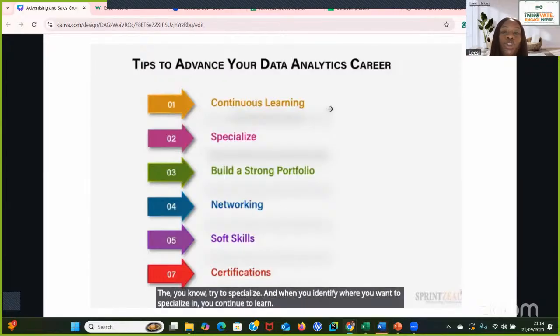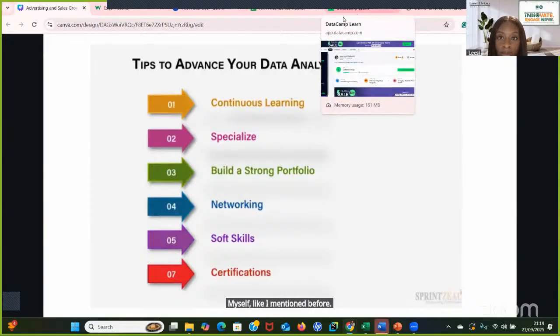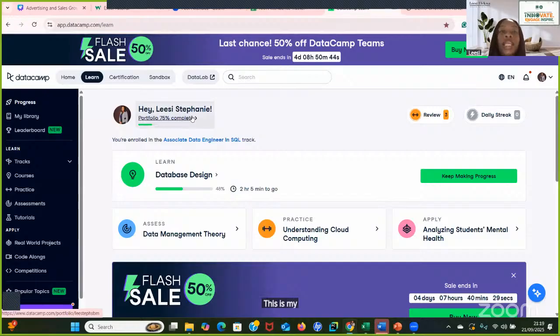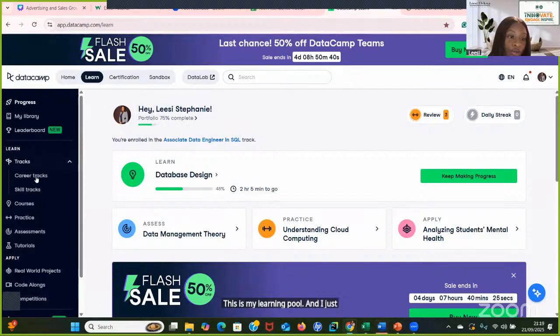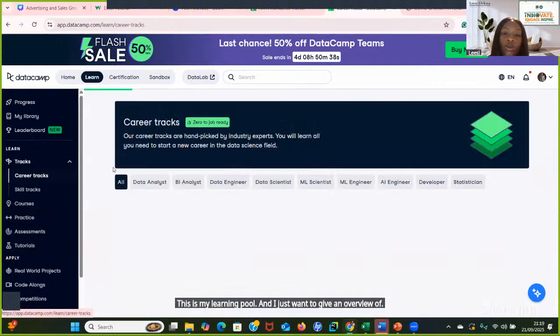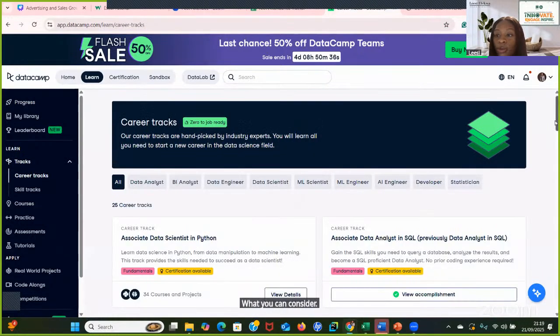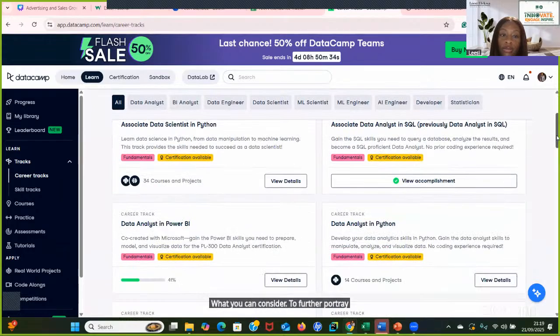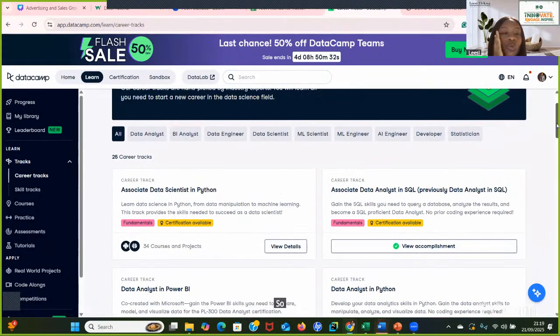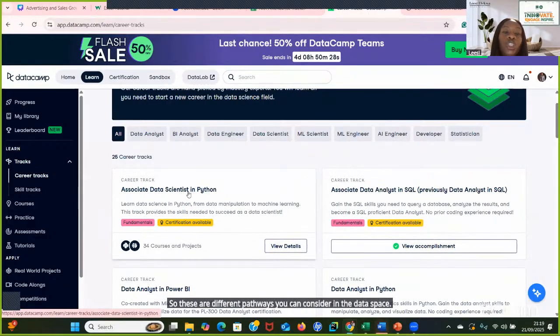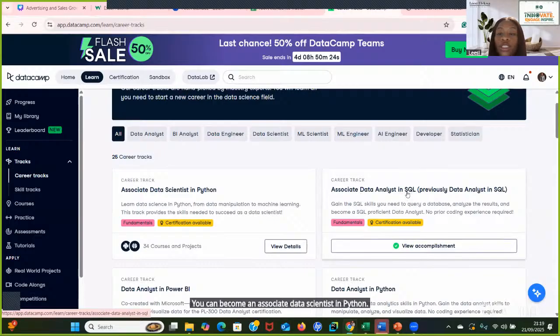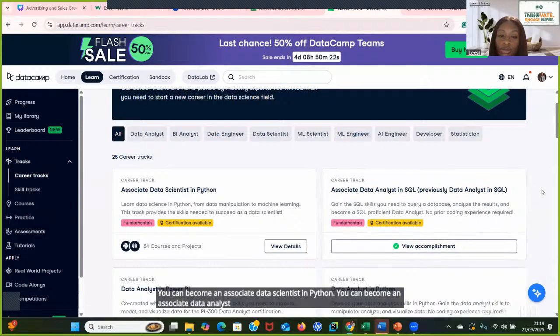Myself, like I mentioned before, this is my learning pool, and I just want to give an overview of what you can consider to further portray yesterday. So these are different pathways you can consider in the data space. You can become an associate data scientist in Python. You can become an associate data analyst in SQL.